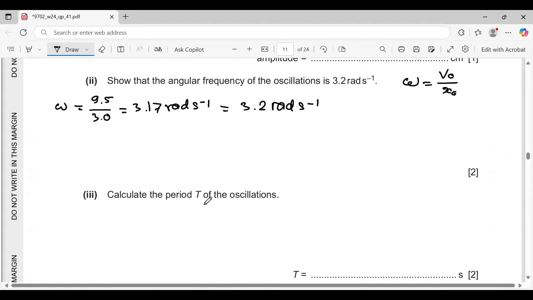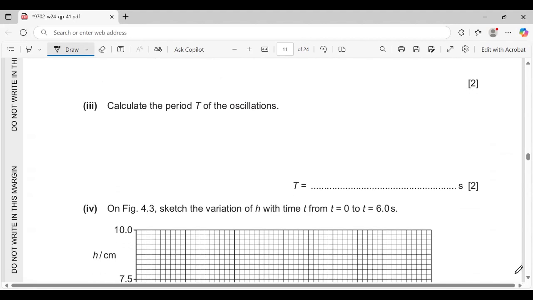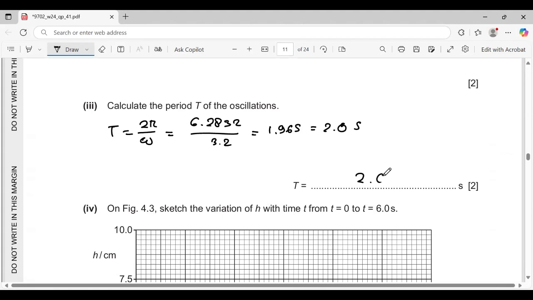Calculate the period T of the oscillations. The period T equals 2 pi over omega, which is 2 times 3.14, 6.2832, over 3.2. It is 1.96 seconds, or 2.0 seconds. This is 2.0 seconds.